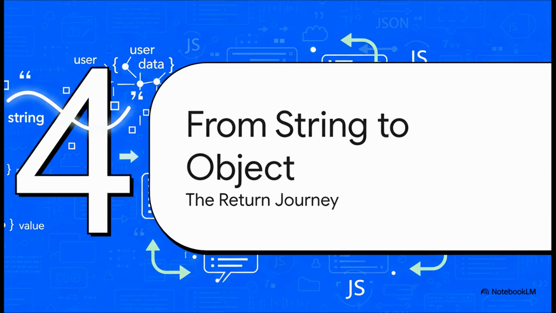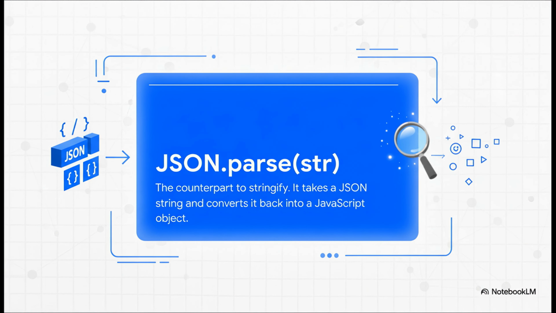All right, so we've made it through the first half of the journey. We took our complex object and squashed it down into a nice, clean JSON string. Awesome. But that's only half the battle, right? Now we gotta go the other way. We need to turn that string back into a living, breathing JavaScript object we can actually use. And for that, we have the perfect tool for the job.